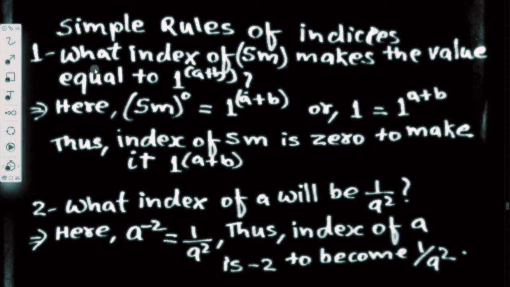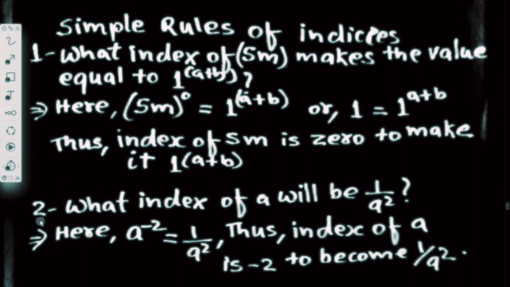So see here some of the rules, or we can say simple, basic questions. One number given: what index of 5 makes the value equal to 1 power a plus b? Here, given 5 power 0, 5 power 0 equals 1, and 1 equals 1 power a plus b. It means the power of 5 shall be 0, thus the index of 5 is 0 to make it 1 power a plus b. To make both these equal, the power of 5 shall be 0.